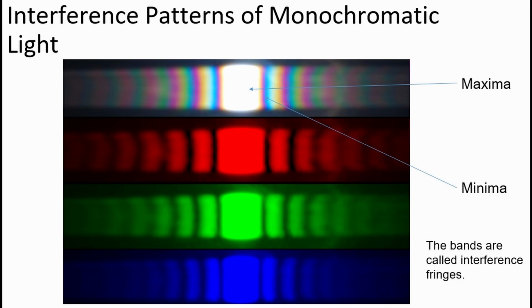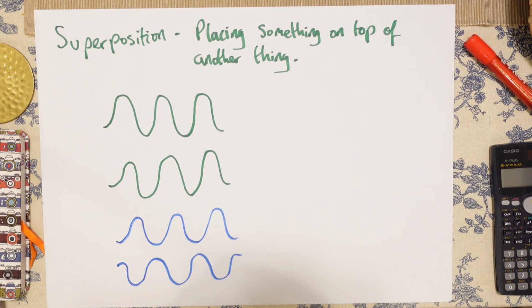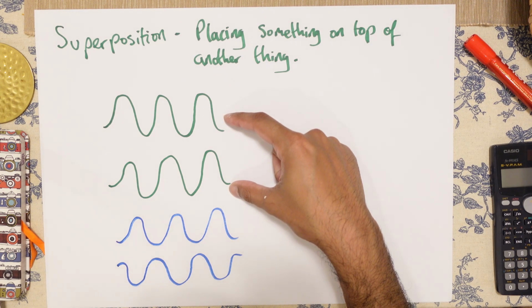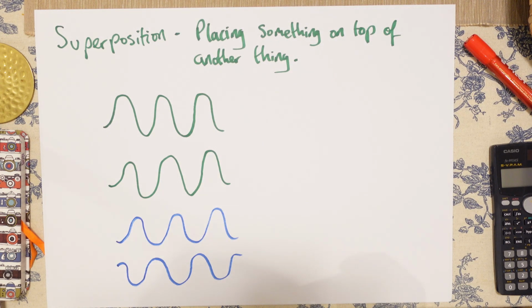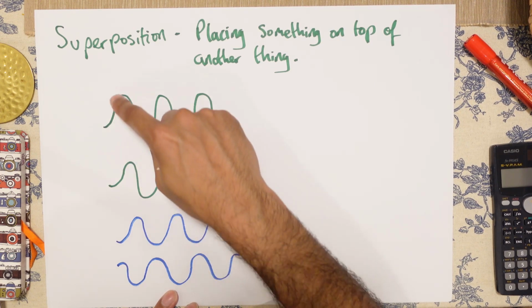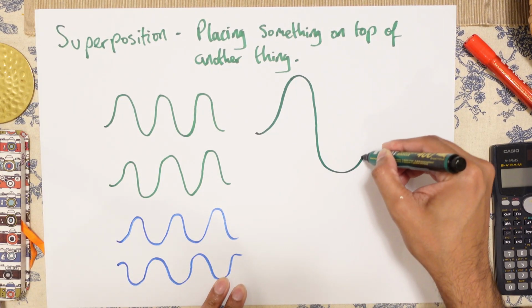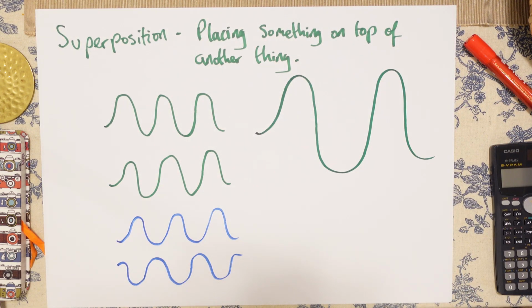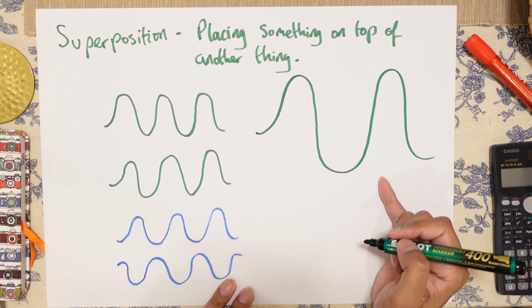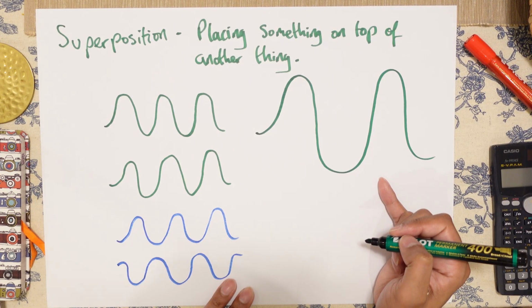Now why does this happen? Well, it's all down to this thing called superposition. Superposition is simply placing something on top of another thing. So you've got two waves here. As you can see, they're the same frequency and they are perfectly in phase. When you put them on top of one another, this plus this ends up giving you a really big wave, and you end up like this. This is called constructive interference.